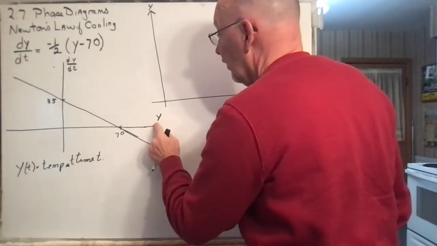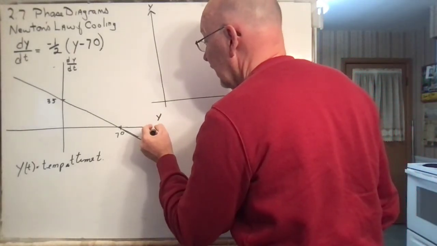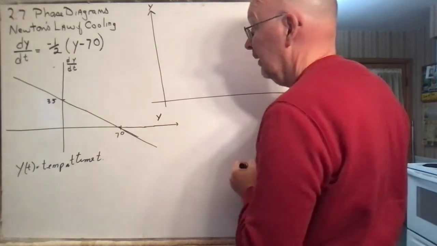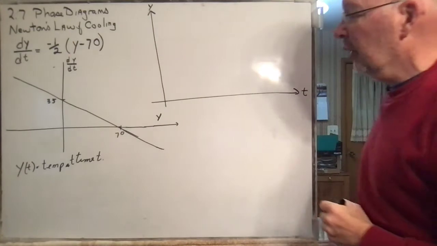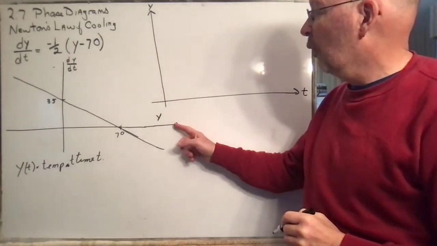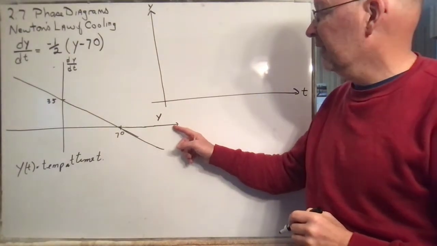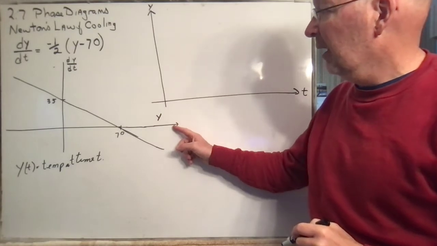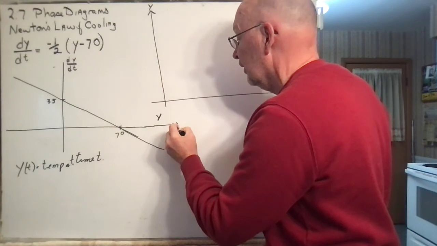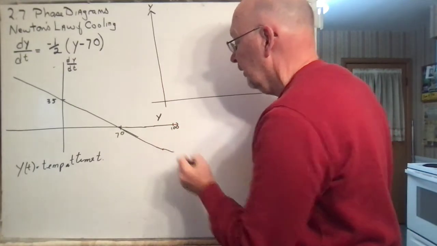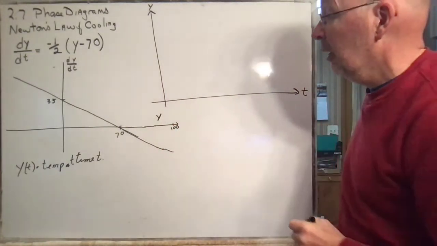We start with a value. And again, I'm lacking board space here, so I'm going to have to make these graphs overlap just a little bit. Let's start with a value of y which is, say, greater than 70. Say we take this thing out of the oven, and if this is 70, maybe this is 100 degrees right there.